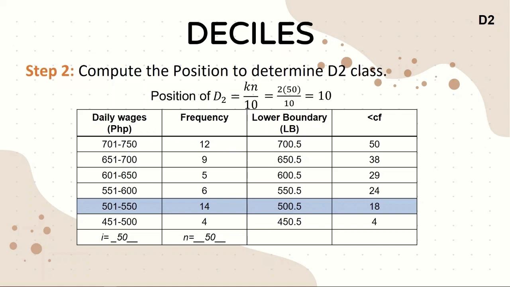Now, refer to the cumulative frequency distribution table. Since the 5th to 18th scores belong to the class interval 501 to 550, then the 10th score is also within the said class.